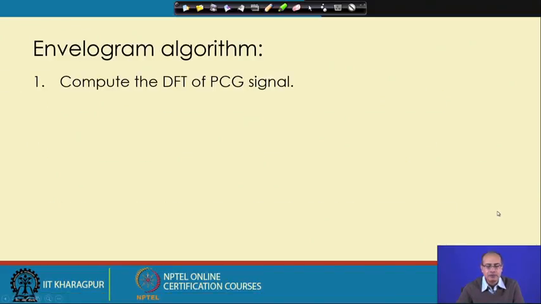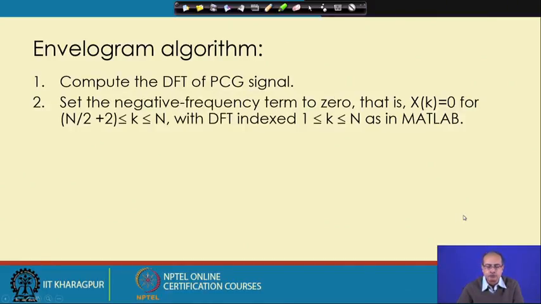First, let us remember how we create an envelogram. If you look at the theory, what we are trying to get is the analytic signal, and the amplitude of the analytic signal provides us the envelope or envelogram. So, first we need to find the analytic signal.